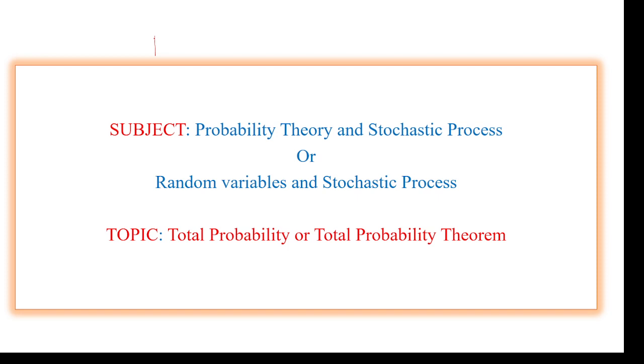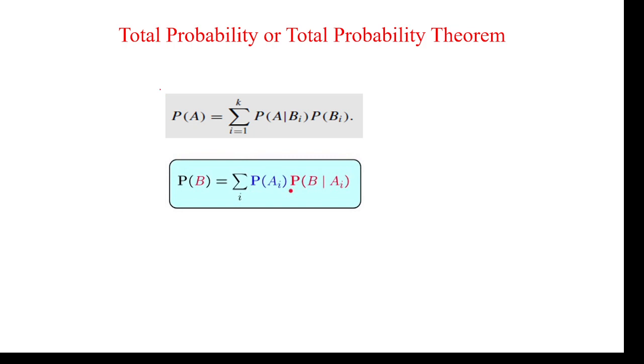If A is an event in a sample space S, then the total probability of A can be defined as the sum over n equal to 1 to n of probability of A multiplied with probability of A given Bn. This is the total probability theorem.